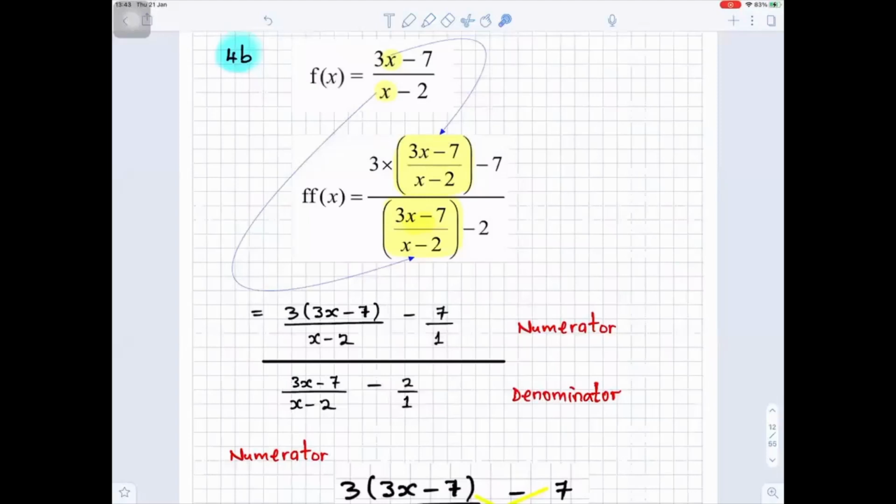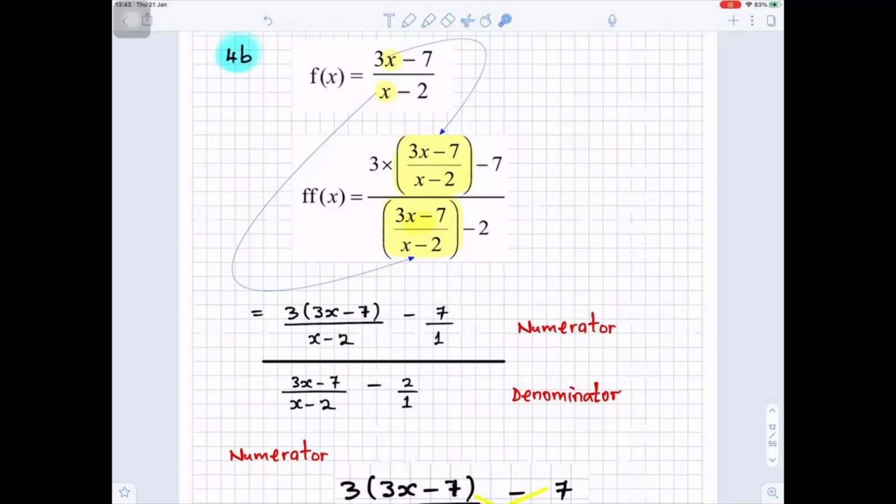For question 4b, we want to find f squared of x. So we will substitute f of x to replace x in f of x. If you follow that blue line I've put, that's f of x, that will replace the x in f of x. So we would have the expression 3 bracket 3x minus 7 over x minus 2 minus 7 over 1, all over 3x minus 7 over x minus 2 minus 2 over 1. So we have a numerator and a denominator.